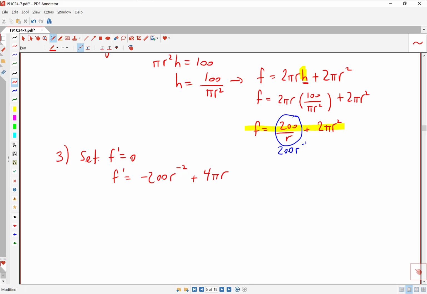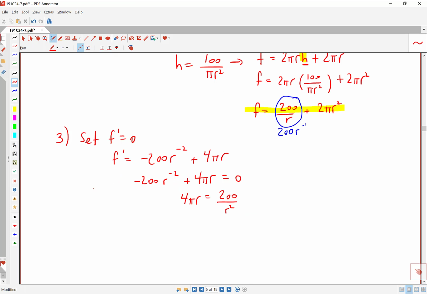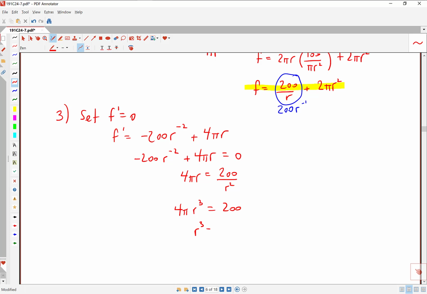Okay, and we want to take this and set it equal to 0. So minus 200 r to the negative 2 plus 4 pi r equals 0. And when you have this situation where your equation just has 2 terms, consider moving one term to each side of the equation. So you'd have 4 pi r equals 200 r to the negative 2. Or let's write this right side as 200 over r squared. Okay, so then we can multiply both sides by r squared, and we could get r cubed over here. So 4 pi r cubed equals 200. Or in other words, r cubed equals 200 over 4 pi.